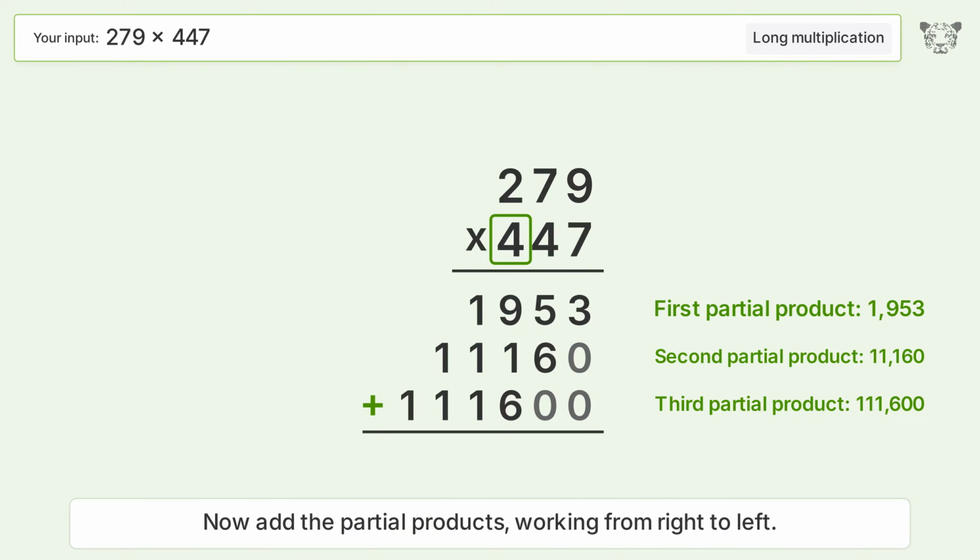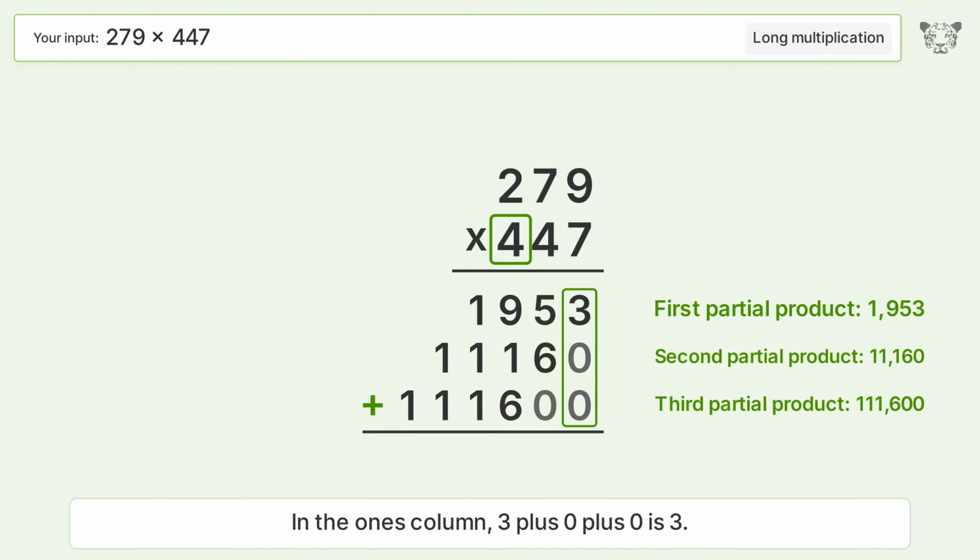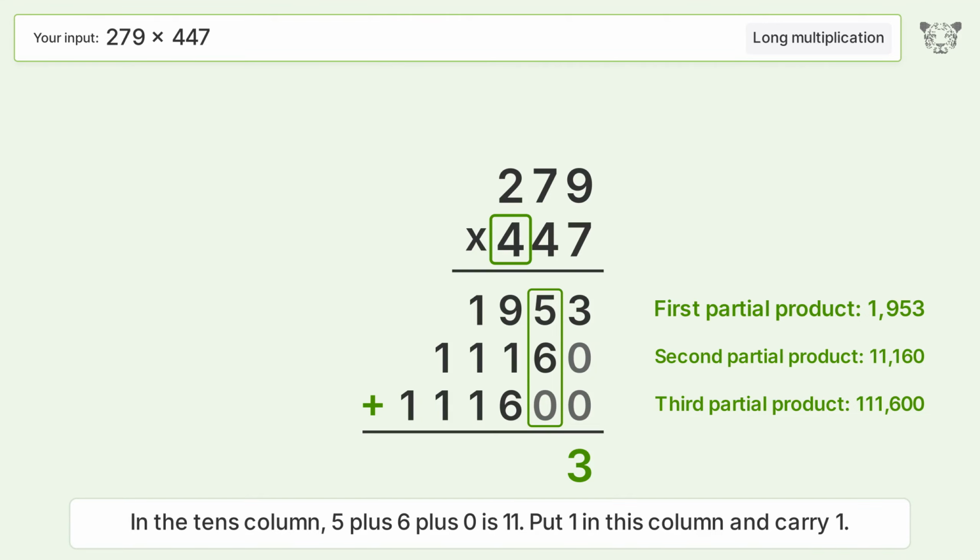Now add the partial products, working from right to left. In the ones column, 3 plus 0 is 3. In the tens column, 5 plus 6 plus 0 is 11. Put 1 in this column and carry 1.